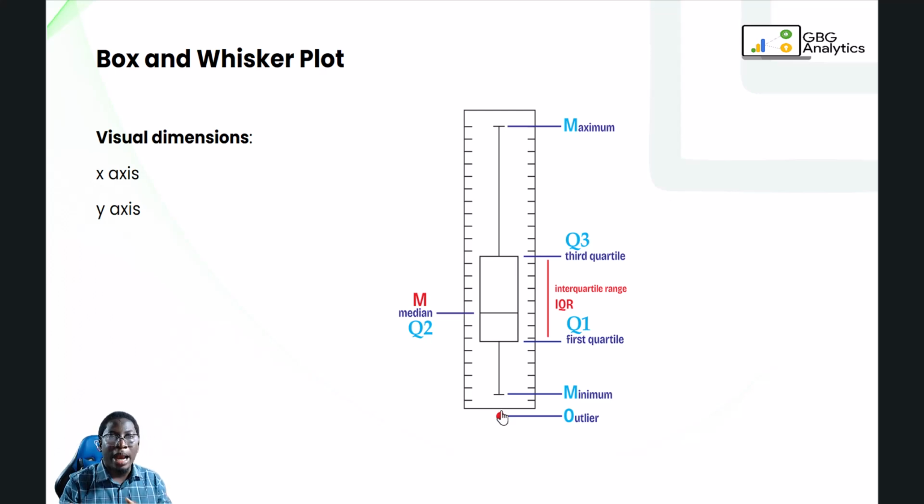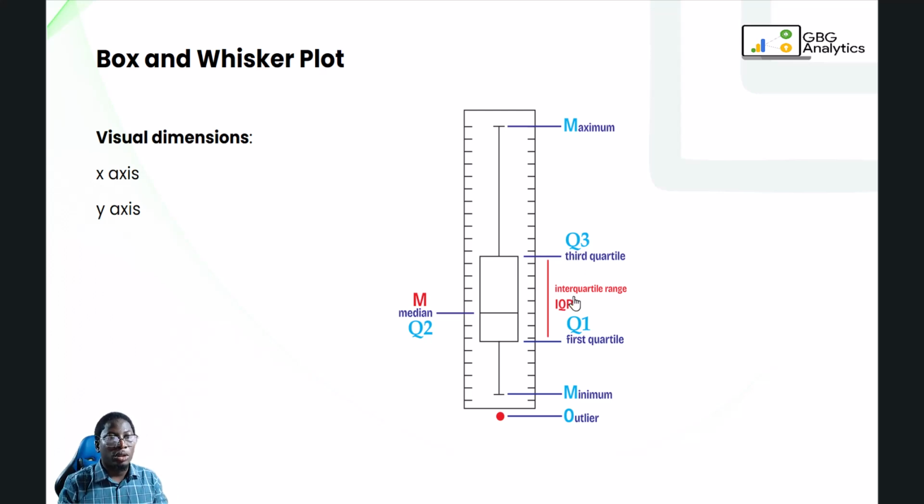If we also have another outlier, it will be maybe here, above the maximum. Then we also have the interquartile range. The interquartile range is the difference between the third quartile and the first quartile. You just subtract Q1 from Q3, and that gives you the interquartile range.